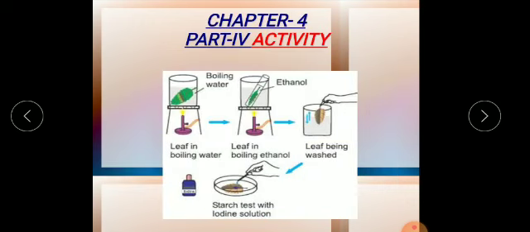First, you can see in the first picture, we have taken one beaker, one tripod stand, and a burner. Now we will take some water and boil it. The first step is treating the leaf in the boiling water for 60 seconds. So for 60 seconds we have to dip the leaf in the boiling water.